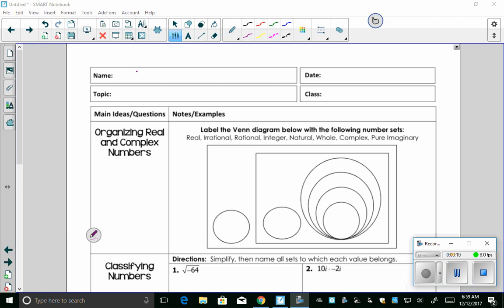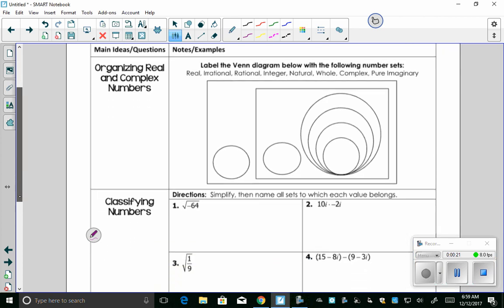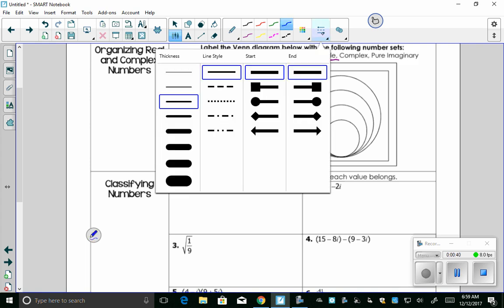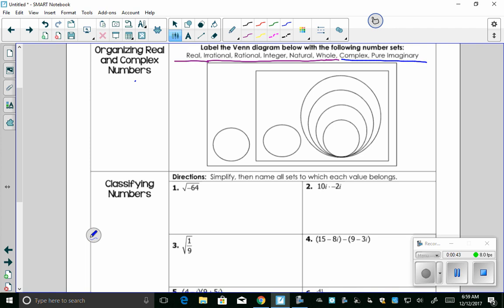So after we've talked about complex numbers and imaginary numbers, the next thing we're going to talk about is how to organize them. In the very beginning of the year, we talked about irrational, rational numbers, integers, natural numbers, whole numbers. The only thing that we're going to add to our Venn diagram is the complex and pure imaginary numbers. So we're adding to our diagram that we had at the beginning of the year.